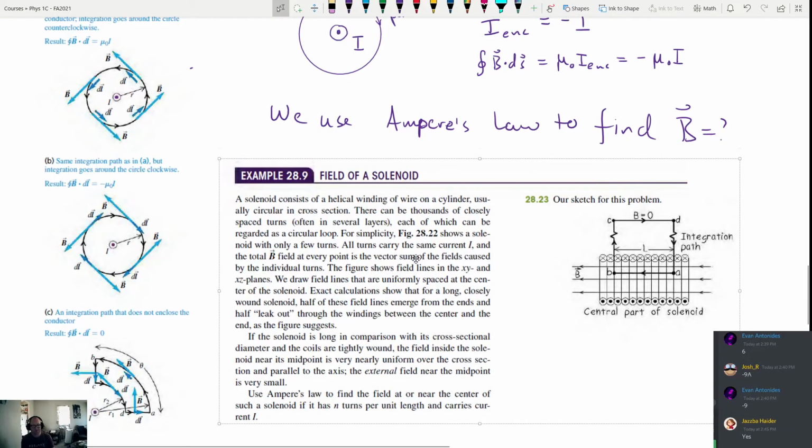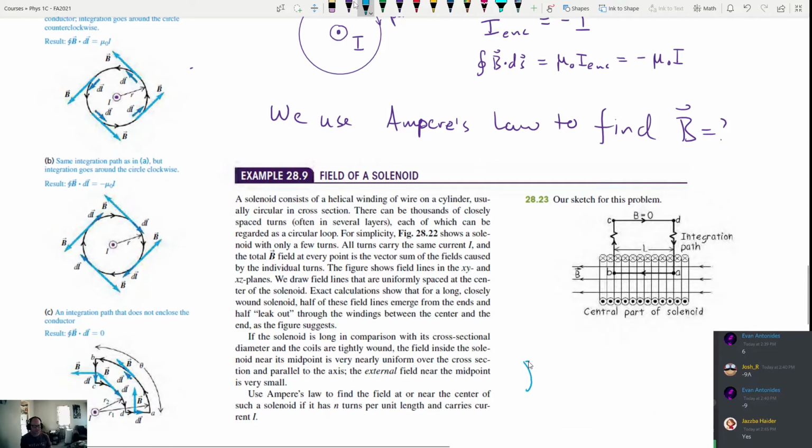The field of a solenoid. There are a lot of words here. A solenoid consists of a helical winding of wire on a cylinder, usually in a circular cross-section. Let's just stop right there so we can understand what a solenoid is. You're going to see that word show up a bunch.